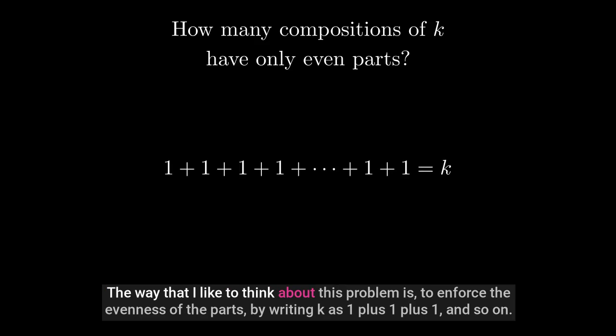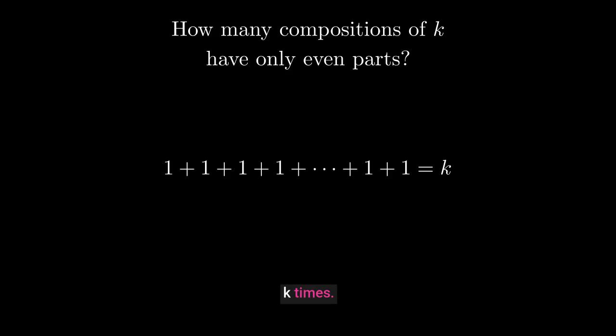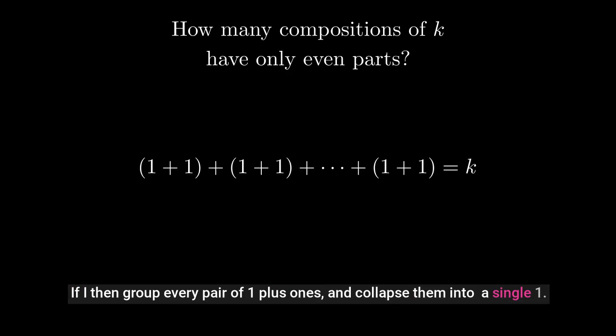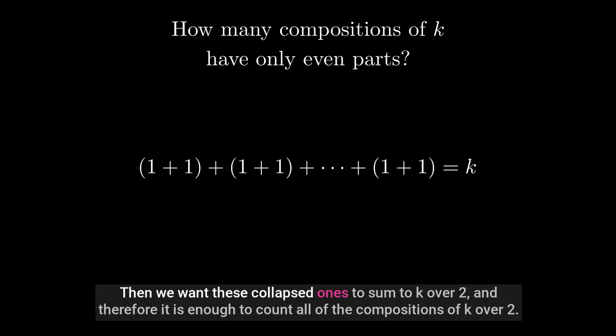The way that I like to think about this problem is to enforce the evenness of the parts by writing k as 1 plus 1 plus 1, and so on, k times. If I then group every pair of 1 plus 1s and collapse them into a single one, then we want these collapsed ones to sum to k over 2, and therefore it is enough to count all of the compositions of k over 2.